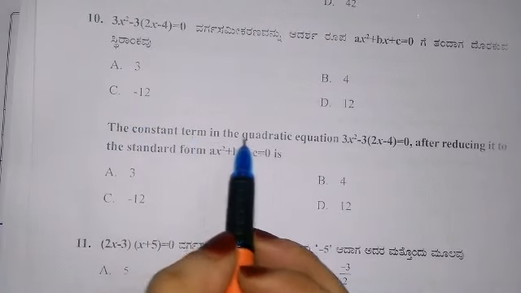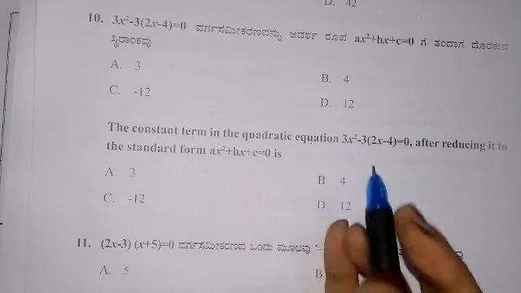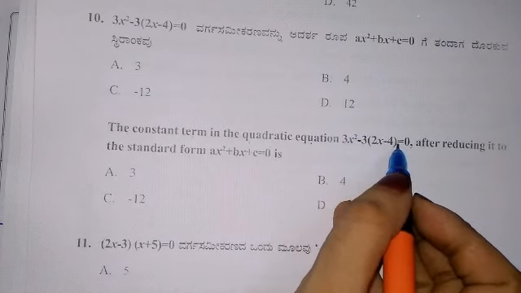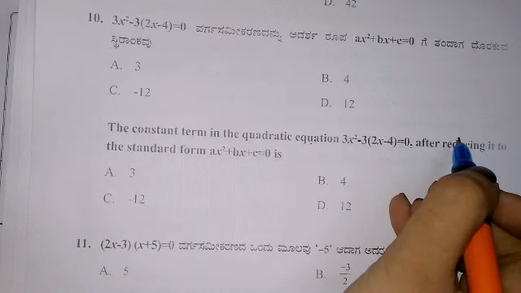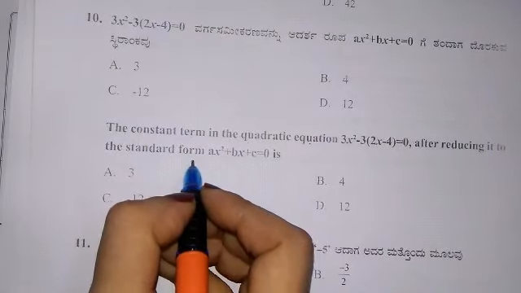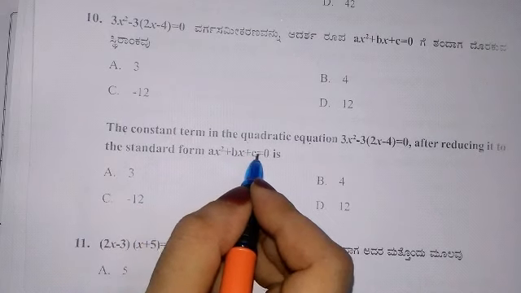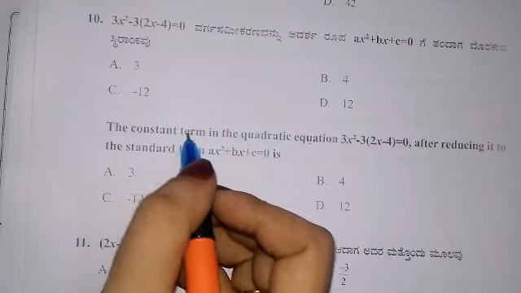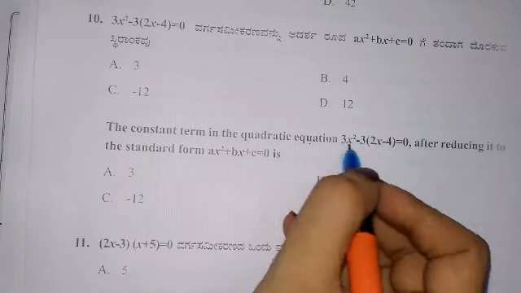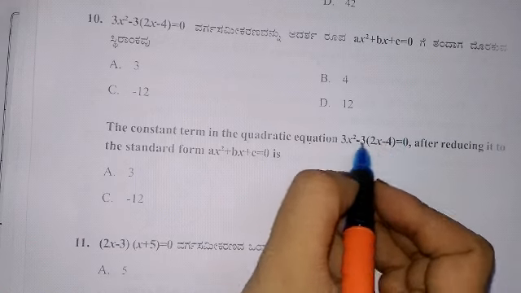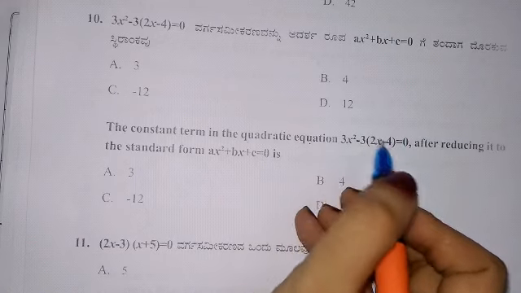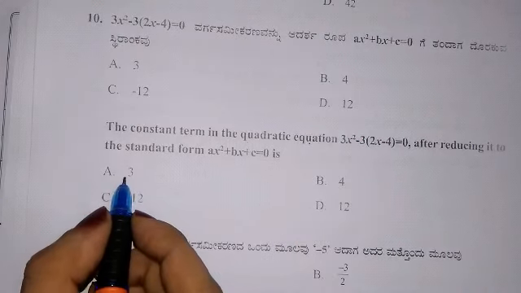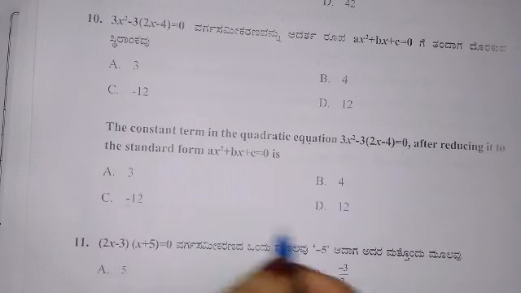The constant term in the quadratic equation 3x square minus 3 into 2x minus 4 equal to 0, after reducing it to the standard form, that is ax square plus bx plus c equals to 0. What they are saying here is that we have to write the constant term after making this equation in the standard form, as it is not in the standard form now. Here they have given 3, 4, minus 12, 12.